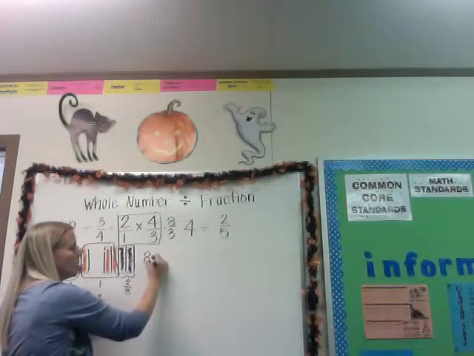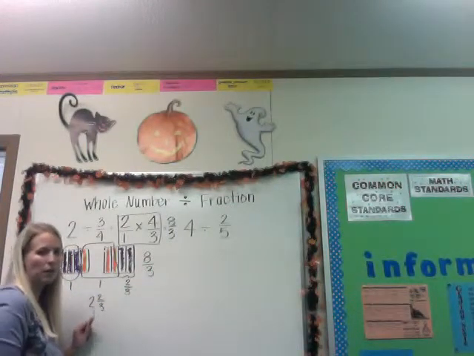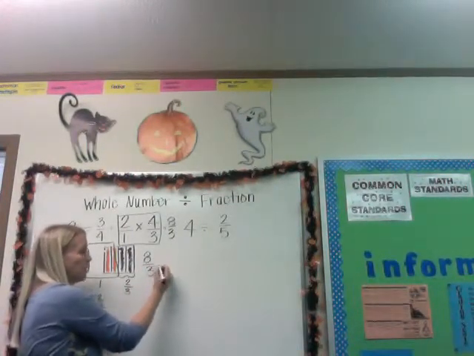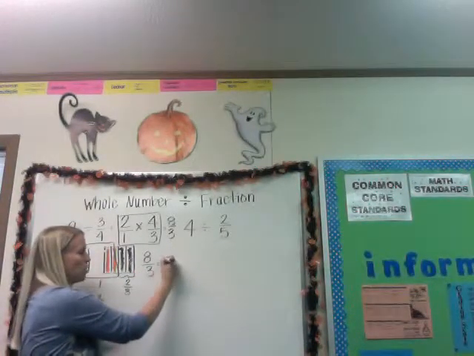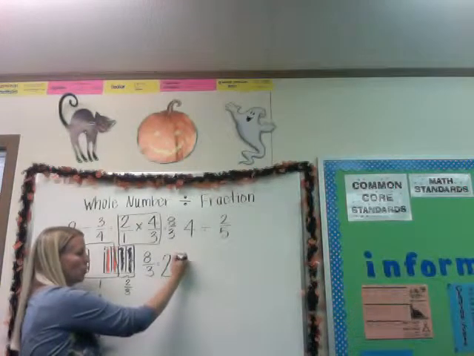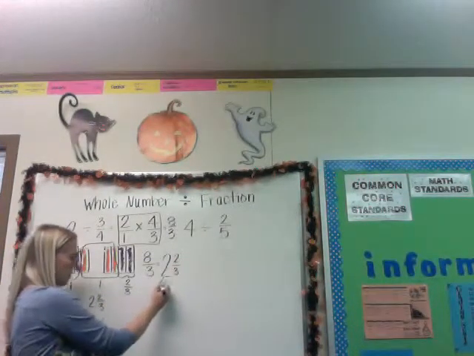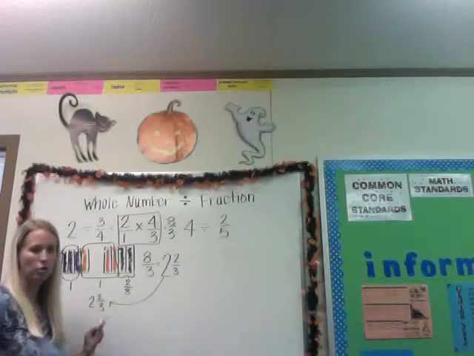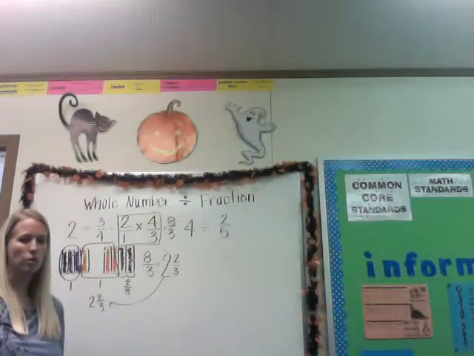And of course, I cannot leave 8/3 as an improper fraction. I need to make it back into a mixed number. So how many times can 3 go into 8? It can go in 2 times with 2 left over, so that's my numerator, and my denominator stays the same. And look, it matches my picture. So 2 divided by 3/4 is 2 and 2/3.